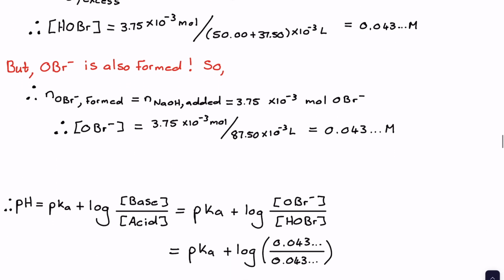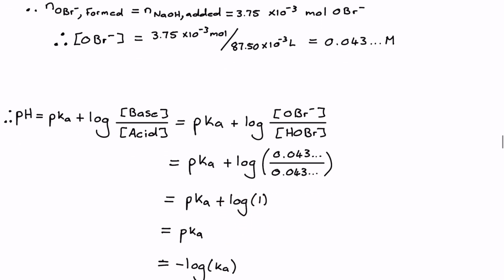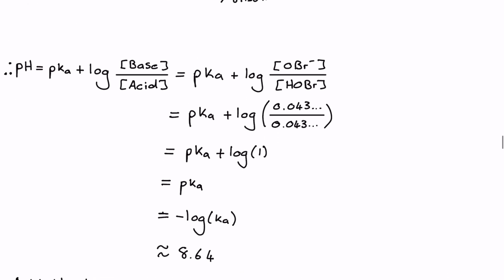So what happens to your Henderson-Hasselbalch equation? Well, pH equals pKa plus log of the concentration ratio, which means it's pKa plus log of the same concentrations. That means you have pKa plus log 1, and that means the pH is equal to the pKa. You can plug in that value and you get that. So if we are halfway to the equivalence point, specifically at the halfway point, the pH is equal to the pKa.